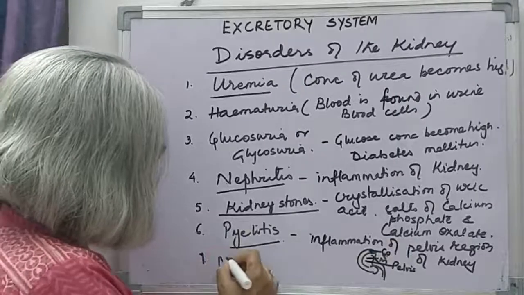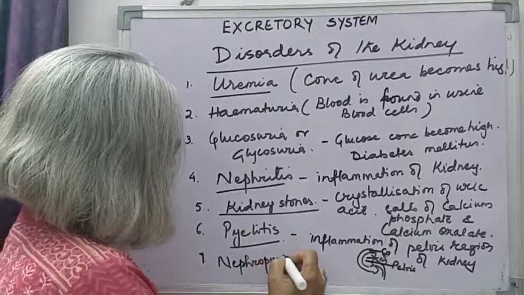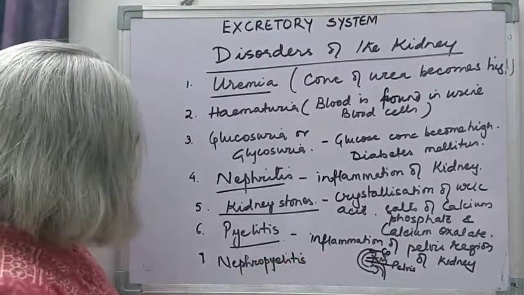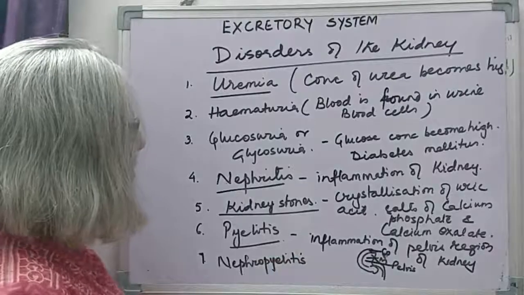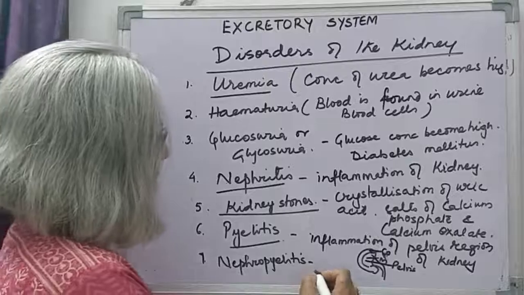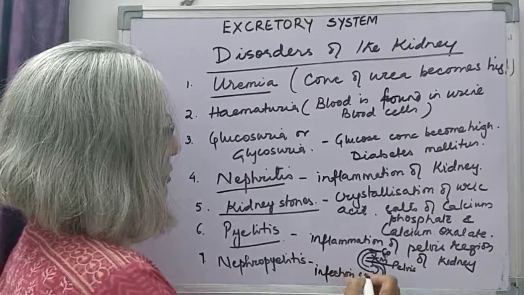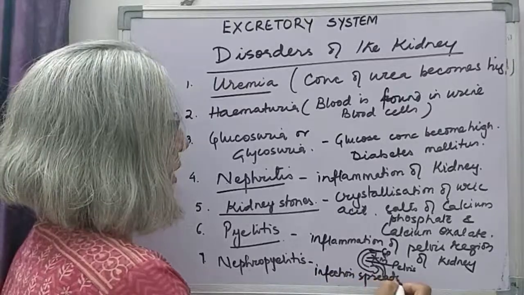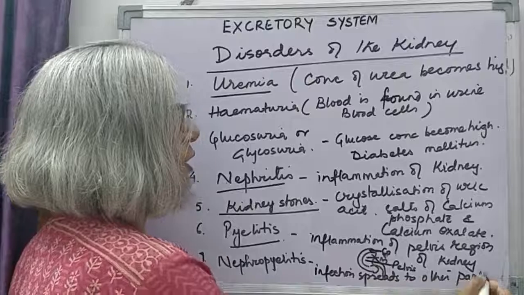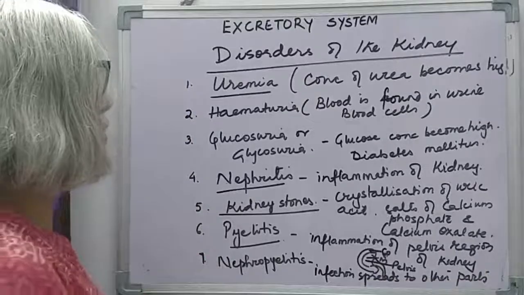And if the infection of the pelvis spreads to other parts of the kidney, the problem is called nephropyelitis. This is when infection spreads to other parts of the kidney. So these are the major disorders of the kidney.